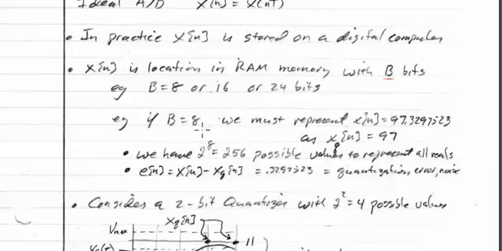For example, if B is 8, then we have to represent some number that, like x, might actually be anything, 97.32975, but we may have to compromise, and that by the way is x sub q. We might have to truncate a whole bunch of that stuff to put it inside computer memory. The reason for that is that if B is equal to 8, we only have 2 to the 8th possible values that we can use to represent all infinity of possible input voltages. So we got some compromising to do.